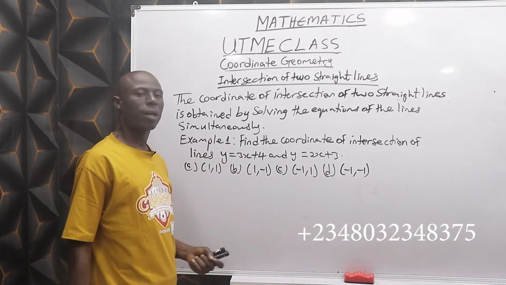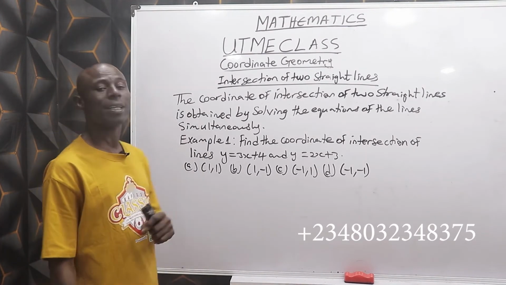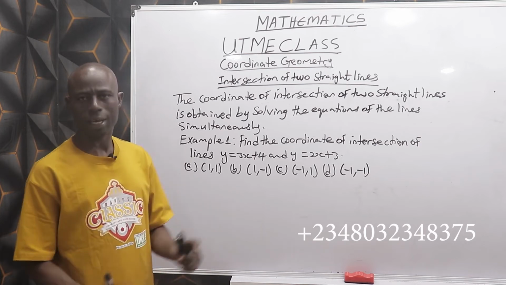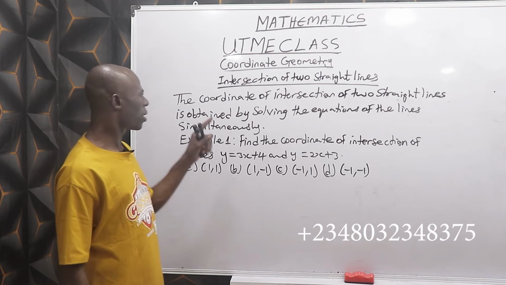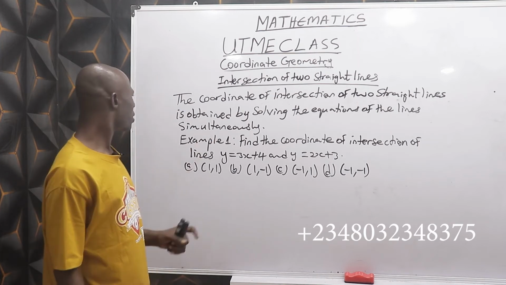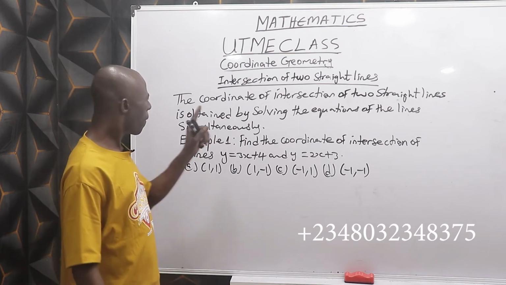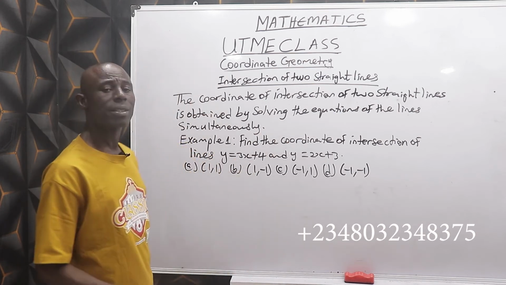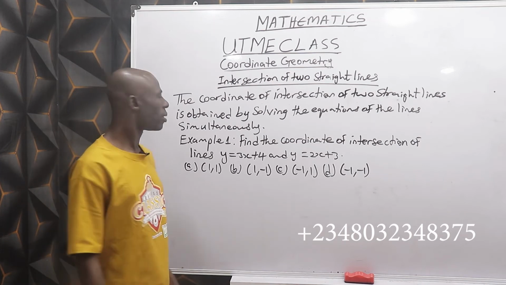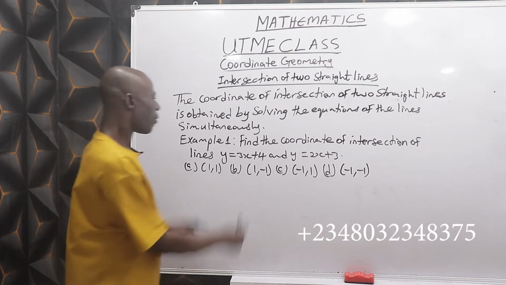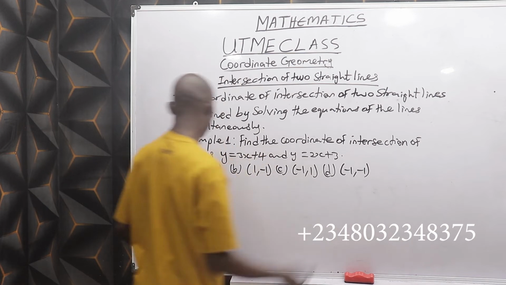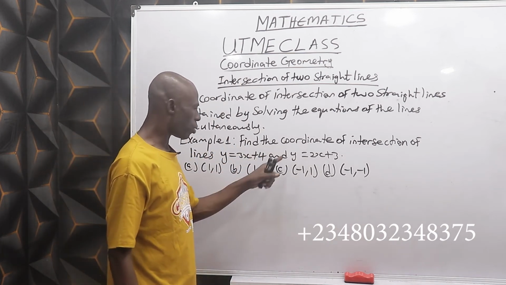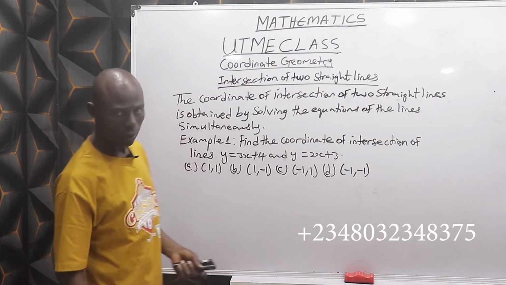We come to another concept still under coordinate geometry: intersection of two straight lines. The coordinate of intersection of two straight lines is obtained by solving the equations of the lines simultaneously. Example 1. Find the coordinate of intersection of lines y equals 3x plus 4 and y equals 2x plus 3.